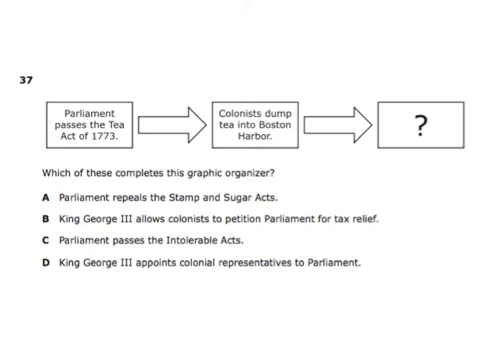Parliament passes the Tea Act of 1773. Colonists dump tea into Boston Harbor. Arrow pointing to a question mark. Which of these completes this graphic organizer?